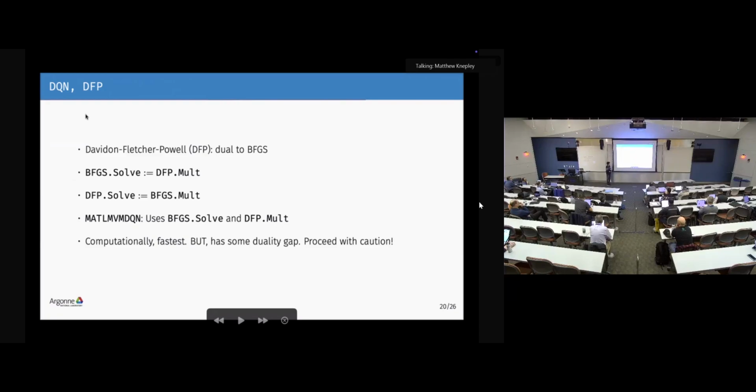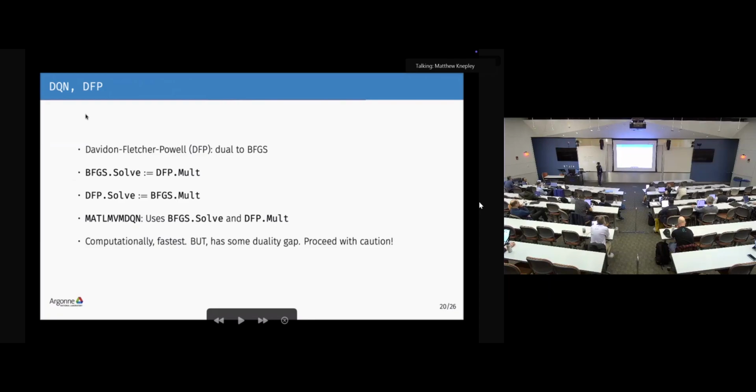So in theory, that should be the fastest. But there is some duality gap, because okay, if you multiply BFGS solve times BFGS mult, it should be identity. But if you do it with these two, then it's not quite the same. So there is some sort of duality gap. So you need to be mindful of that.